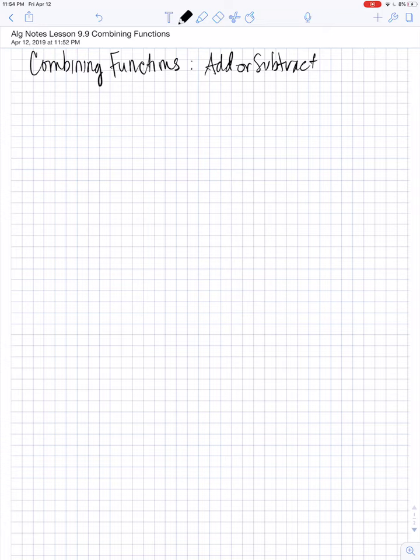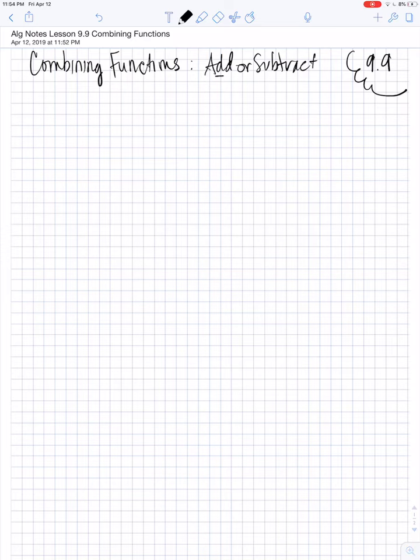All right, this is lesson 9.9. This is the last lesson of chapter 9, algebra students, and this topic is combining functions. Well, it turns out that you can perform operations on functions just as you would perform operations on real numbers.